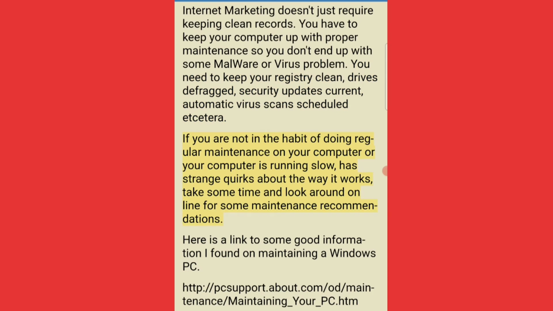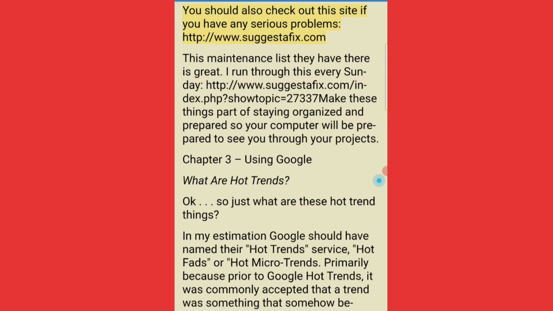If you are not in the habit of doing regular maintenance on your computer, or your computer is running slow, has strange quirks about the way it works, take some time and look around online for some maintenance recommendations. Here is a link to some good information I found on maintaining a Windows PC. You should also check out this site if you have any serious problems. This maintenance list they have there is great. I run through this every Sunday. Make these things part of staying organized and prepared so your computer will be prepared to see you through your projects.